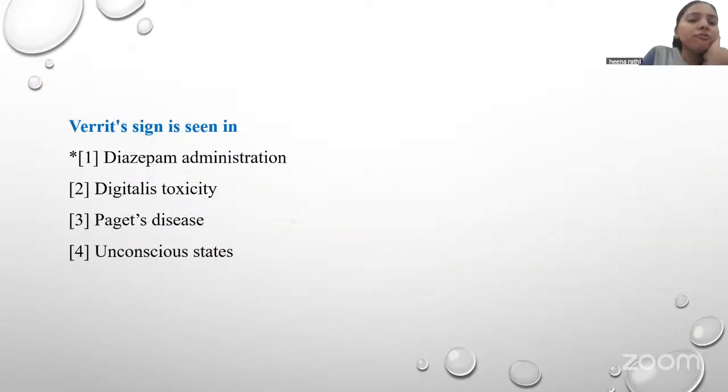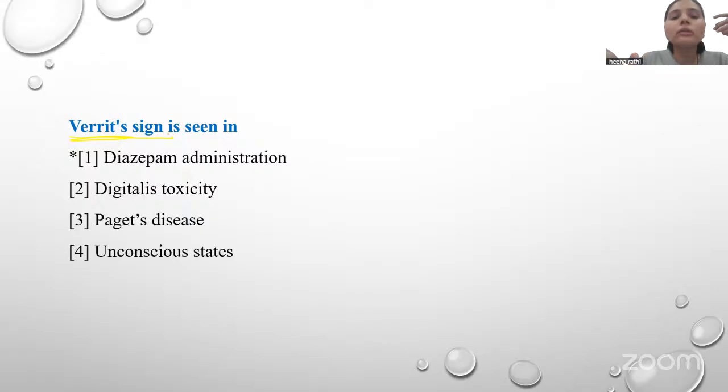Next question is Verrit sign. Verrit sign is a sign of sedation. When we give a drug, there will be drooping of the upper eyelid. Slowly, as the upper eyelid droops, there will be a time when the lower eyelid bisects the pupil of the eye. It means there will be closing of the eye, which is called Verrit sign. It is seen with any drug which shows sedation.